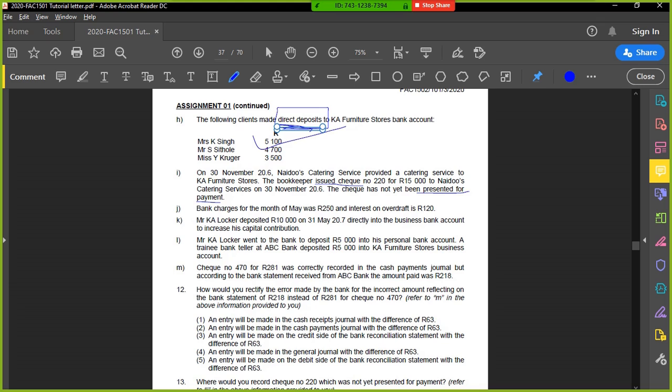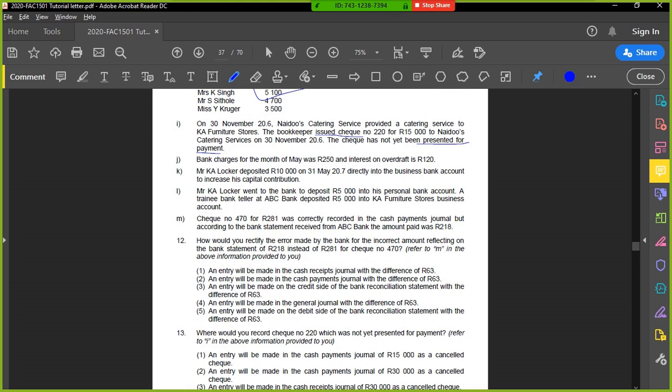Okay, next. 30th of November, Naidu provided catering service to KA Furniture. Remember, we're KA Furniture. The bookkeeper issued a check 220 for 15,002 Naidu's catering services on 30th of November. The check has not yet been presented for payment. Right, when did this check happen? In November. 30th November. How many months ago is that? More than 6 months. Exactly. So if you count, it'll be December, January, February, March, April. May is the 6th month. Okay, so this would be a stale check.